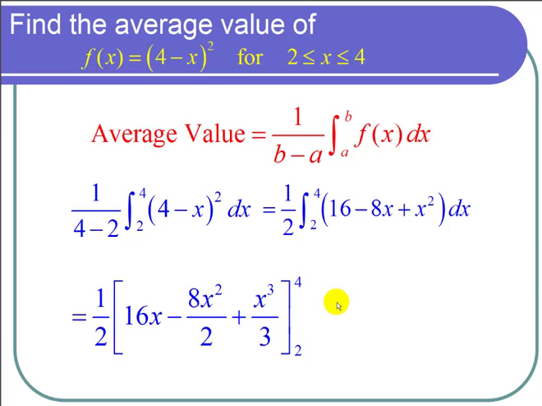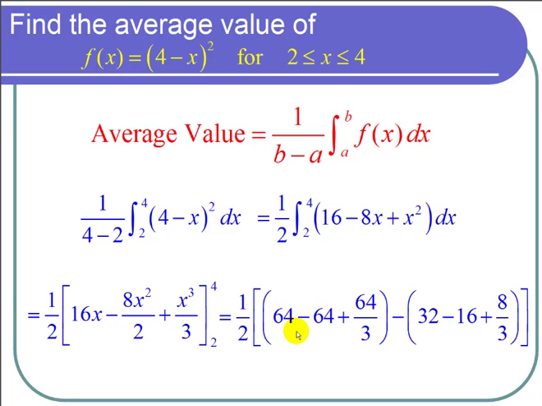So now I plug in, and I do f of b minus f of a. Plugging in 4, 16 times 4 is 64. 4 squared is 16, divided by 2 is 8, times 8 is 64. And 4 cubed is 64, and I divide by 3. And then minus, I plug in 2.